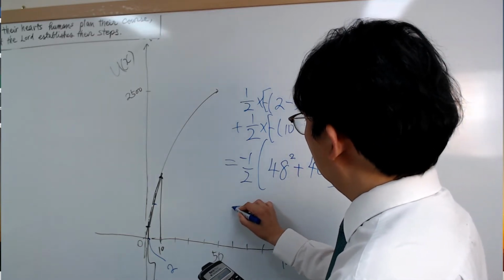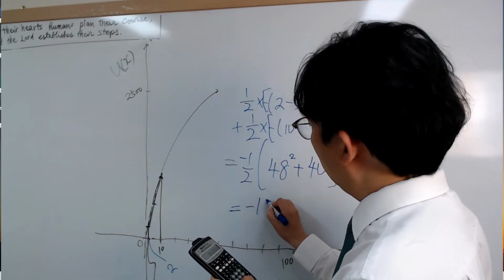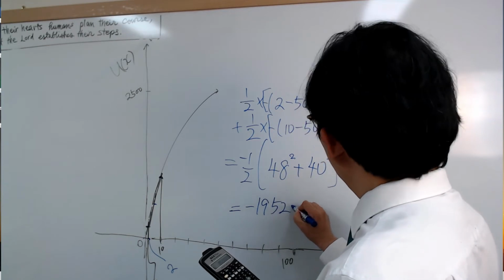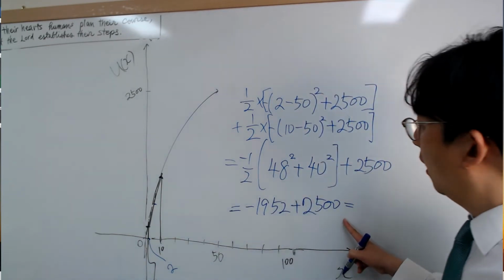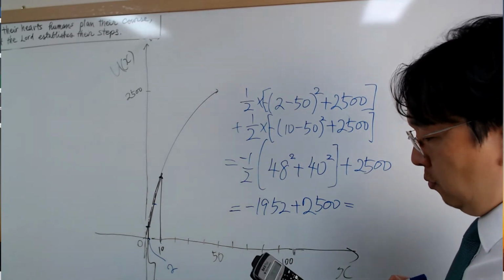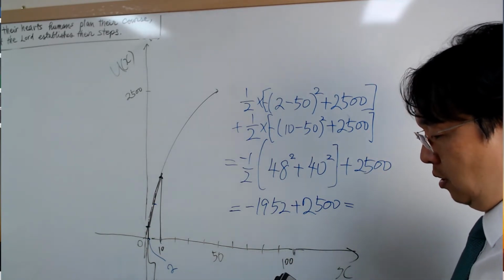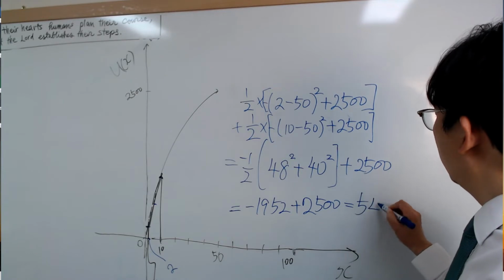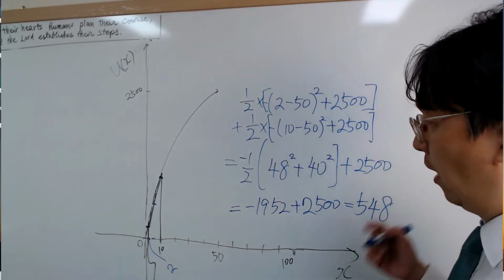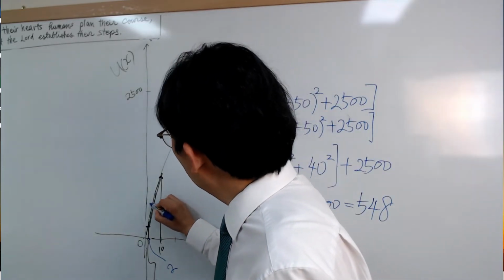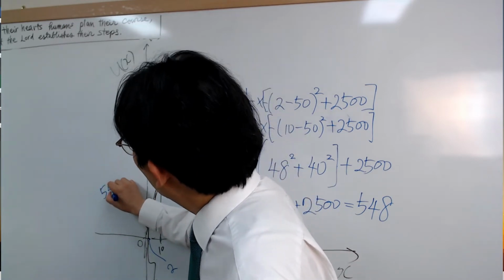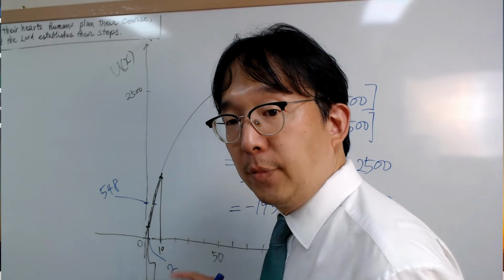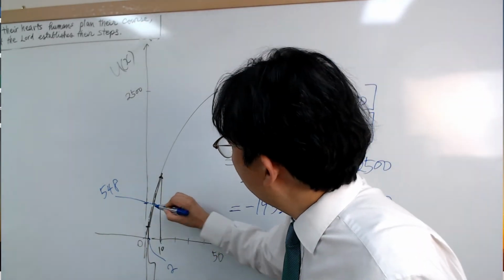I get minus 1952 plus 2500, right? So if you add these two, that's 548. So that middle point over here is 548. Okay, that's this one.